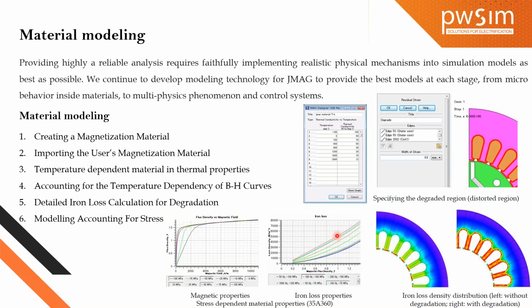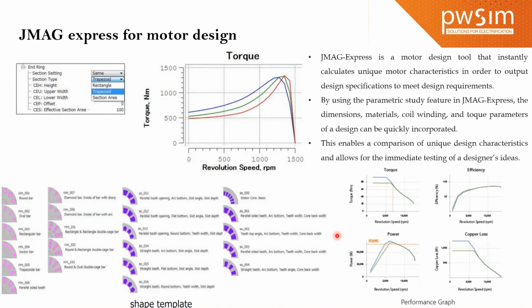And apart from that, we have JMAG Express for motor design, where you can quickly import the 2D model of various types of machines: induction machines, permanent magnet machines, SRM, and other types of motors. Once we define the geometry, the material, drive condition, and the winding parameters, we can quickly calculate the performance characteristics like torque, speed, efficiency, losses, power, etc.